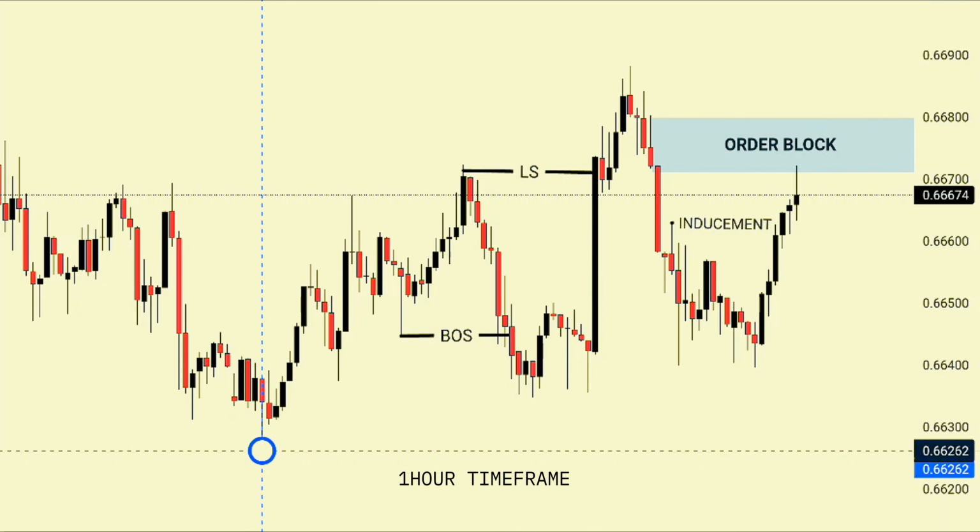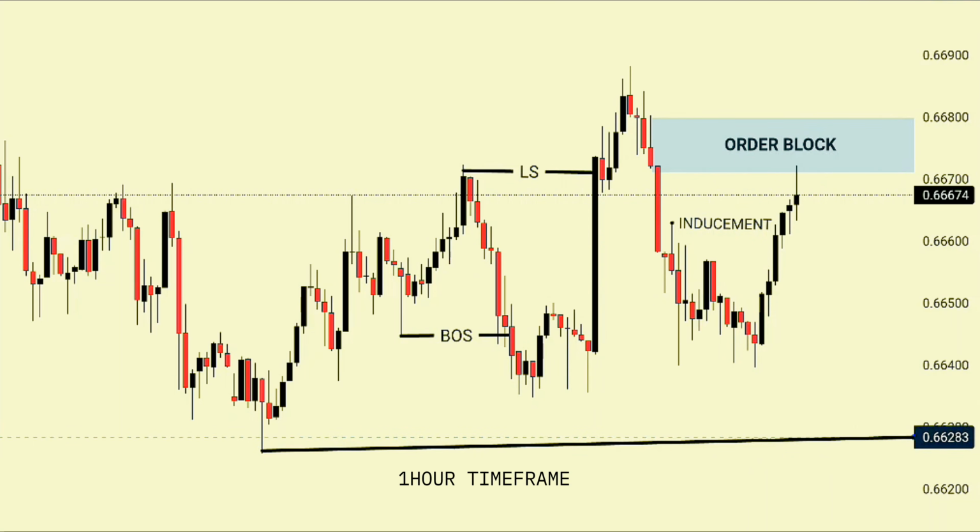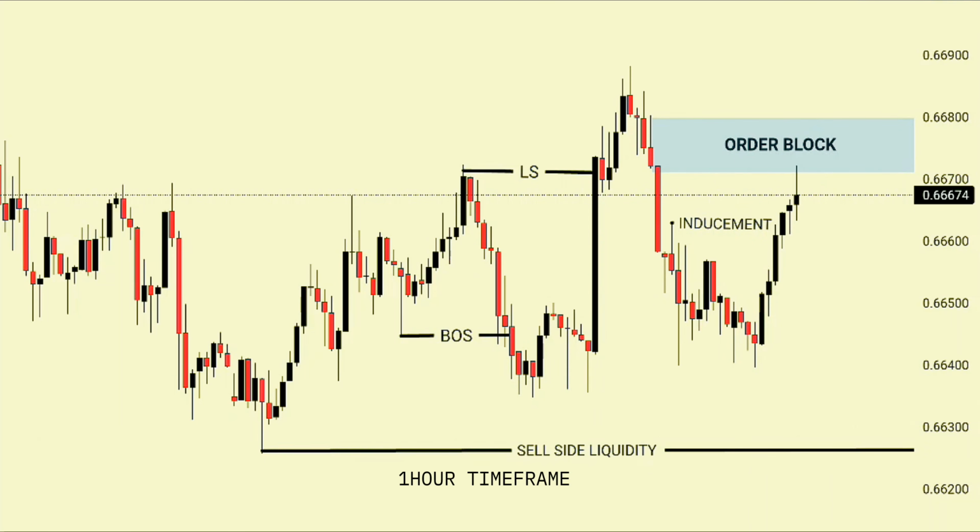Look at the bottom of the chart. You can see a clear line of sell-side liquidity where equal lows have formed. This is our target for the trade. Why? Because smart money always moves from one liquidity pool to the next. Since liquidity was taken from the top, the next logical target is the liquidity resting at the bottom.